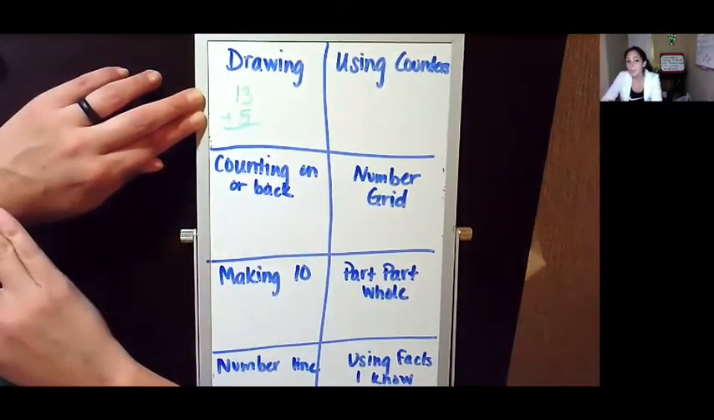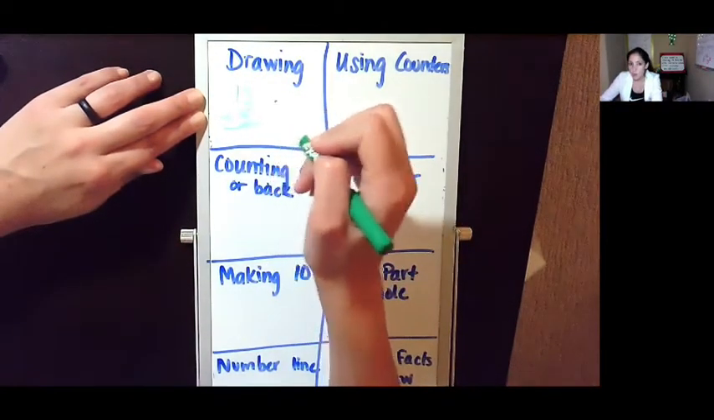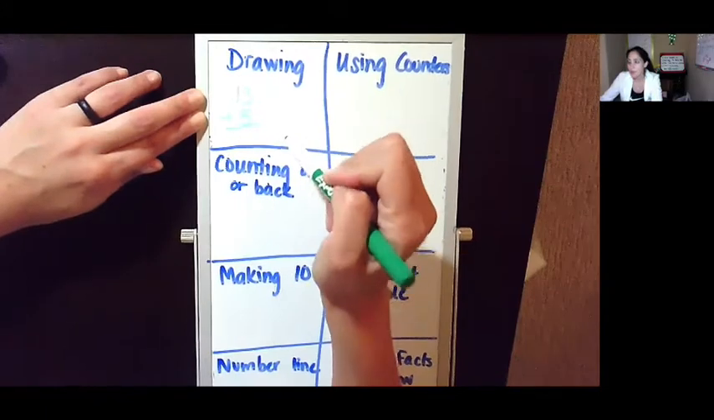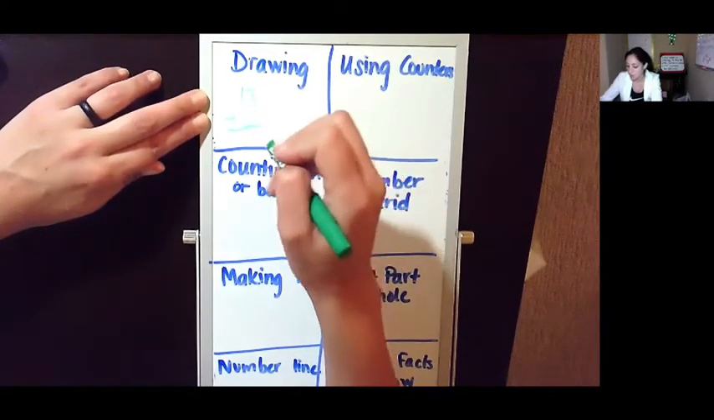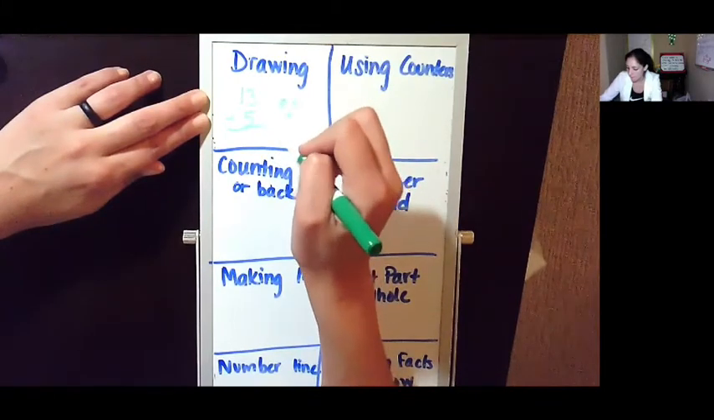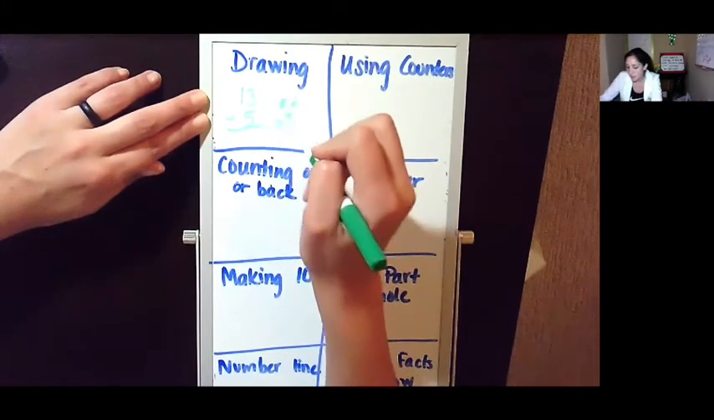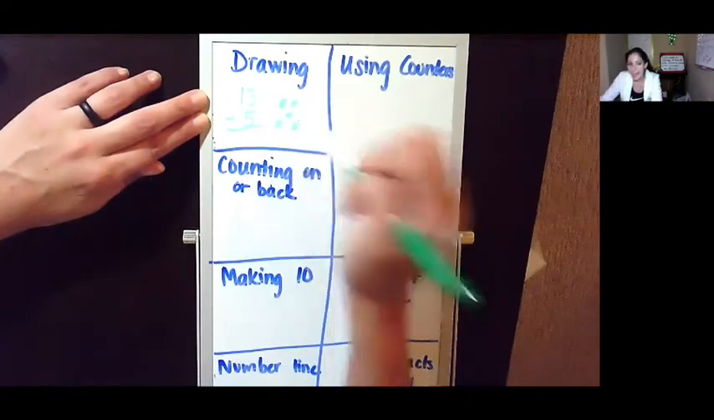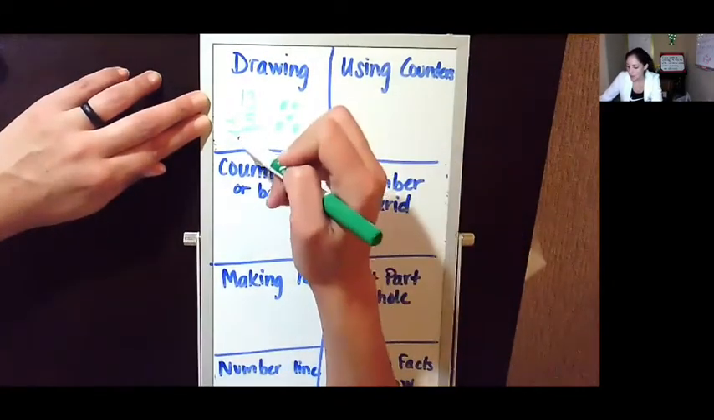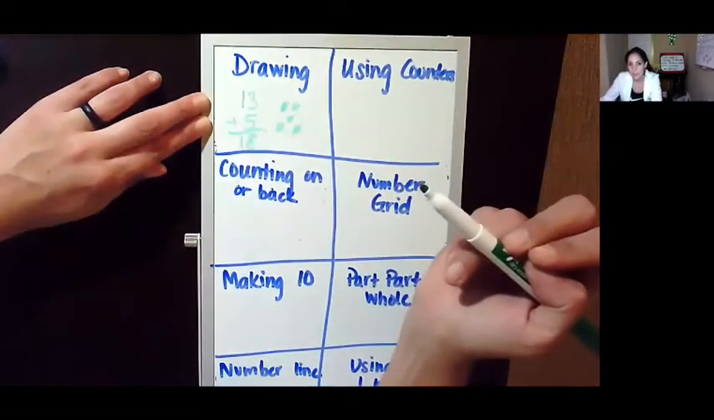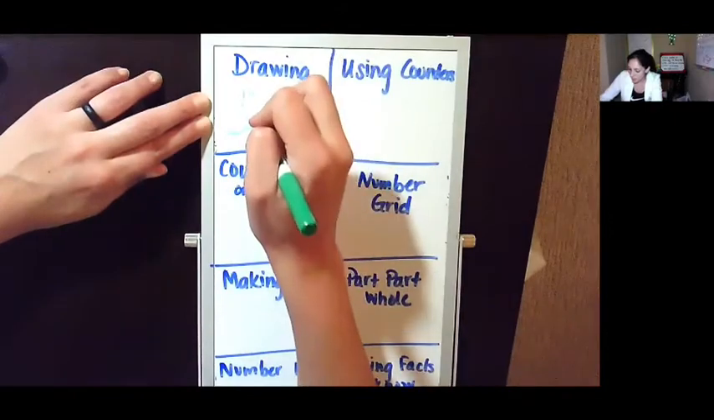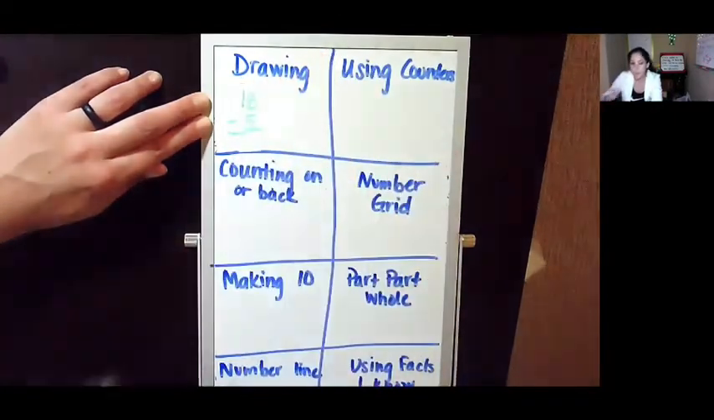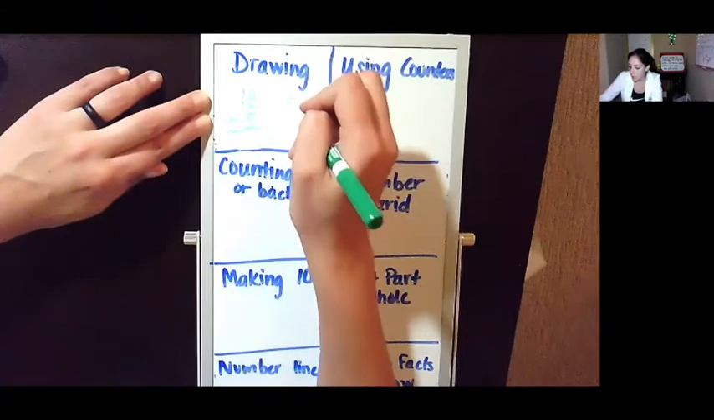Okay, if I'm going to use drawing to draw 13 plus 5, I could draw 13 and 5 and add them together, or I could just keep 13 in my head and draw 5. So 13, 14, 15, 16, 17, 18. I used drawing to count on. They got me to 18. If I'm drawing for subtraction, maybe I'm doing 18 minus 5. I'm going to draw my larger number.